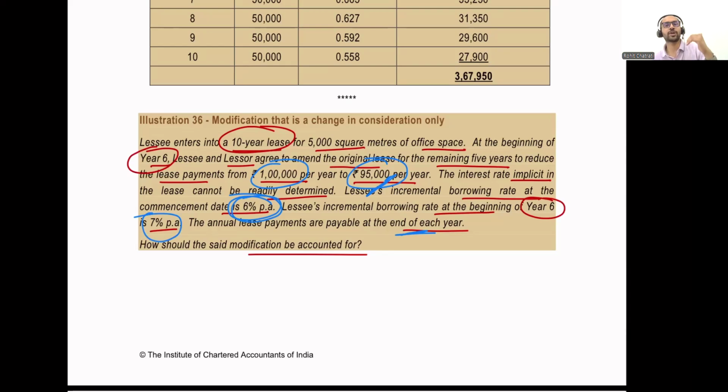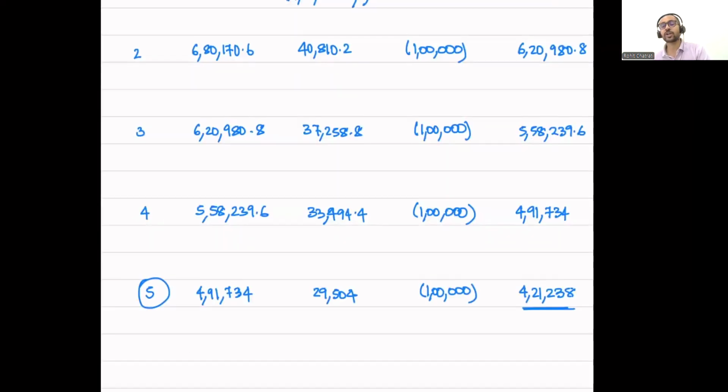All right. So what are we going to do? We are going to calculate the present value of 95,000 for the next 5 years, discounted at 7%. We will arrive at a lease liability. We are going to compare that with the lease liability in the books of accounts. The books of accounts have got a lease liability of 4,21,238. What we are going to do is see the differential between what we have now calculated as the revised lease liability. The revised lease liability is the present value of 95,000 at 7%. Compare that with the book value of the lease liability. The differential will basically be adjusted in the lease liability, and the corresponding adjustment will be given to the right of use asset. All right. If you've not really understood, it's fine. Let's actually look at it using numbers.